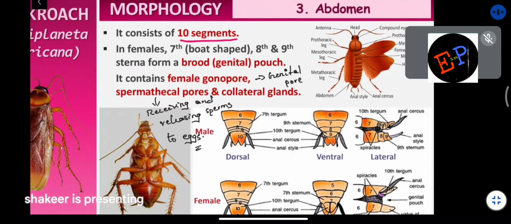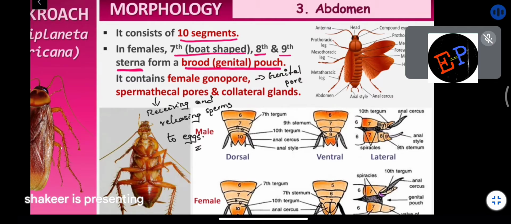So in females, the 7th segment, 8th segment, and 9th segment sterna. Sterna are also called segments. Are you able to understand? Segments and sterna are both the same. Clear? So the 7th, 8th, and 9th segments form a brood pouch. They form a genital pouch. It means all the genital organs, the organs responsible for reproduction, and similarly the excretory organs, you will find in the 7th, 8th, and 9th segments. Are you able to understand?